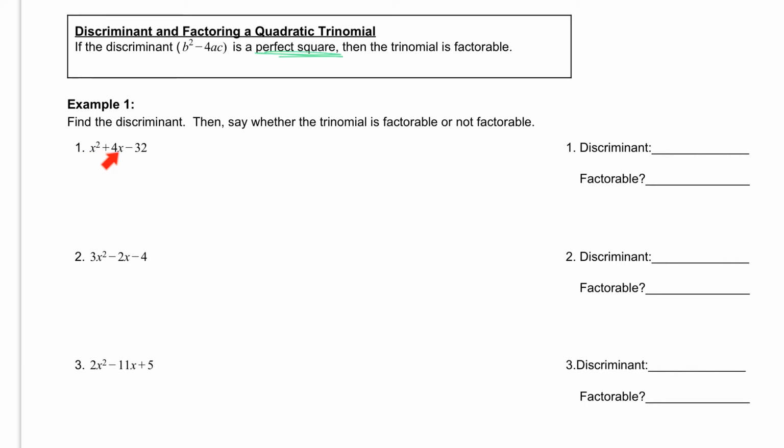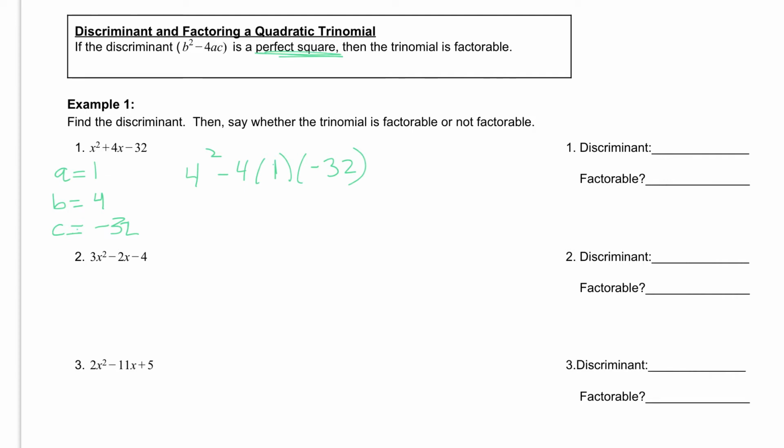We have x squared plus 4x minus 32. Remember, our a value comes from the number in front of x squared, so a is 1. b is the number in front of x, so b is 4. And c is our constant, which is negative 32. So to find the discriminant, we're doing b squared, so 4 squared, minus 4 times a times c. Plug that in your calculator so you can pause it if you need to and see what you get for your discriminant.